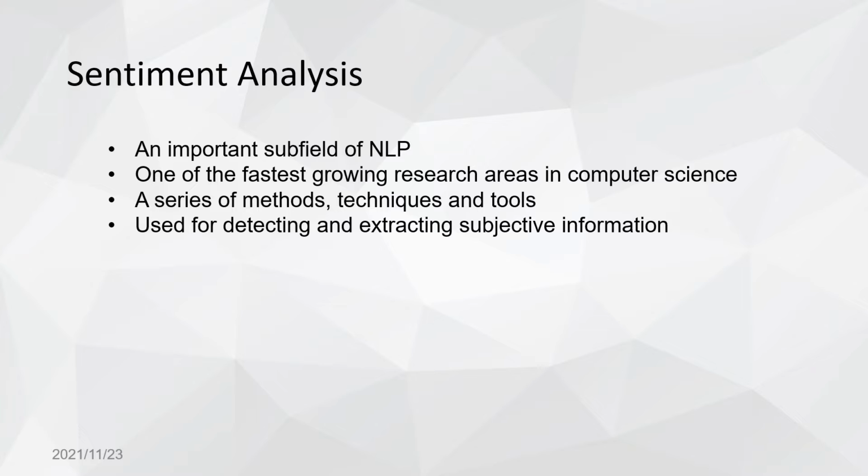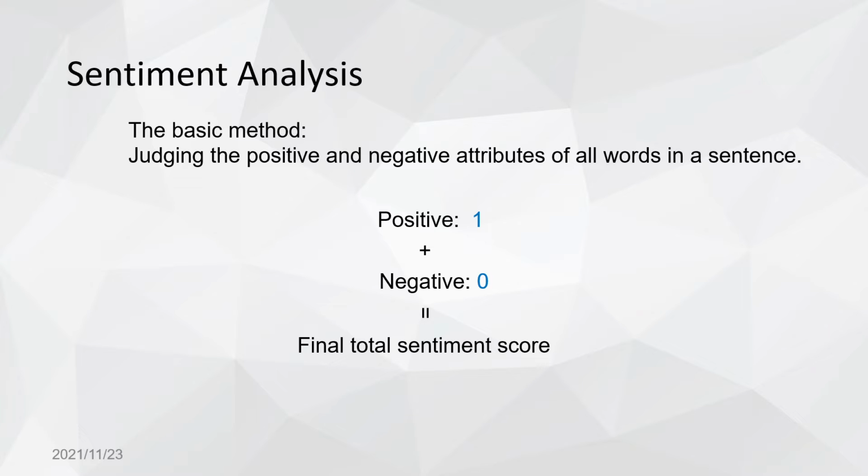Let me give a short introduction about the concept of the sentiment analysis. It's an important subfield of NLP, which is one of the fastest growing research areas in computer science, and which includes theories of methods, techniques, and tools. It's also usually used for tasks like detecting and extracting information. The basic method of the sentiment analysis is to judge the positive and negative attributes of all words in a sentence. We can define that the positive word has a score of 1 and the negative word has a score of 0. After judging the positive words and negative words, we then sum the scores of all words in one sentence, and finally, we can get the final total sentiment score of one sentence.